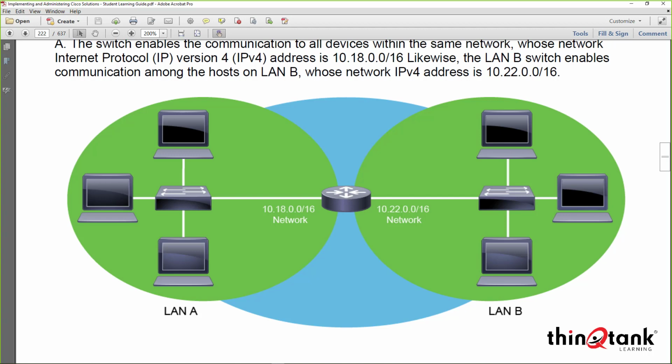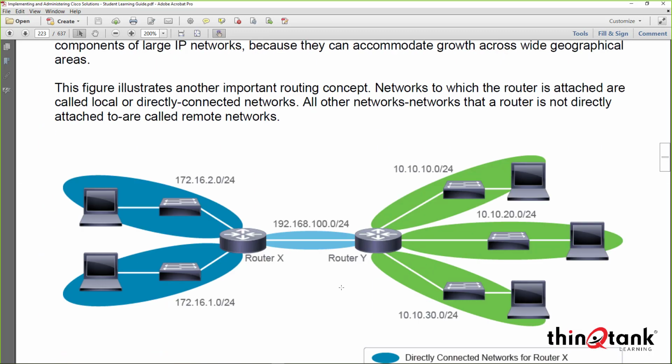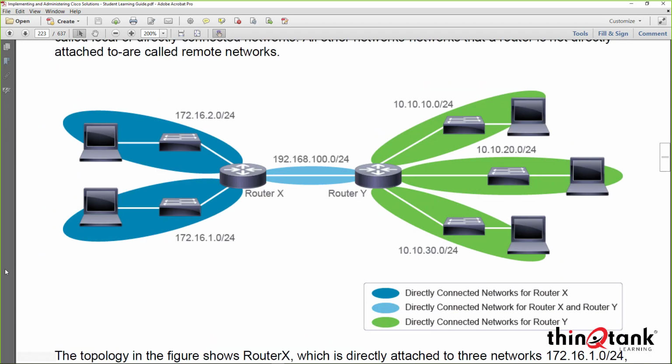All right. Now, I already mentioned this, but they mention it again here. Routes that are physically connected to the router are called directly connected routes. So this particular router has 3 directly connected routes. This router here has 4 directly connected routes.